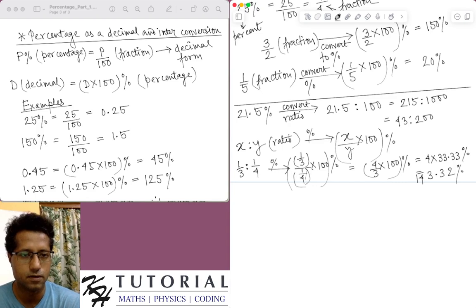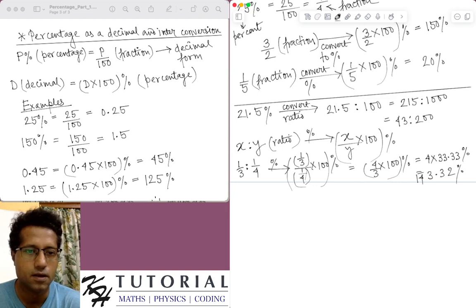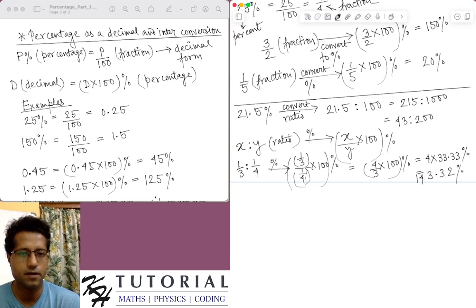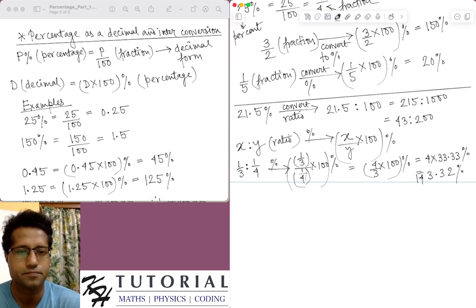If we want to convert 25% into a decimal, we first express it as a fraction, which is nothing but p by 100. In this example, it is 25 by 100. Now 25 by 100, if you want to express this fraction as a decimal, it is nothing but 0.25.